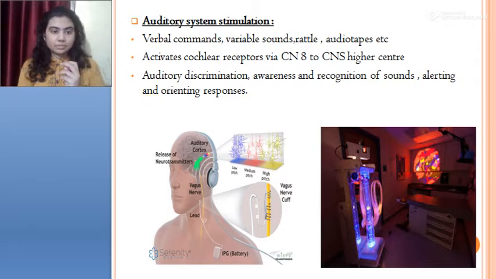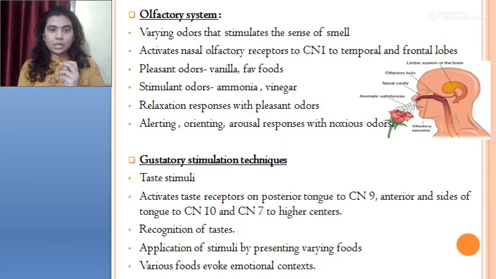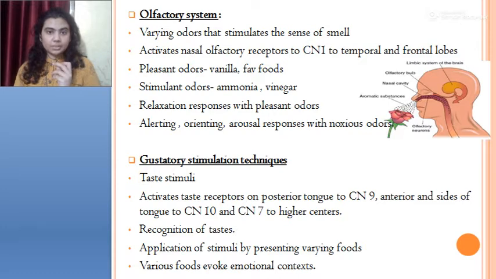Next comes olfactory stimulation. In that, we use varying odors that stimulate the sense of smell. It activates the nasal olfactory receptors via cranial nerve 1, that is the olfactory nerve, to the temporal and frontal lobes.